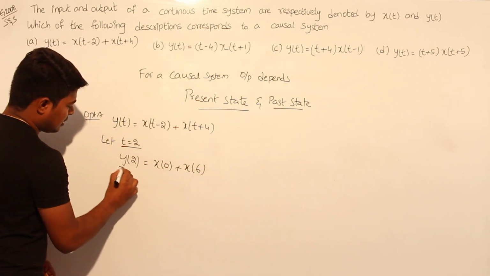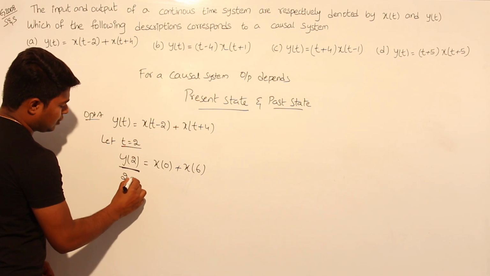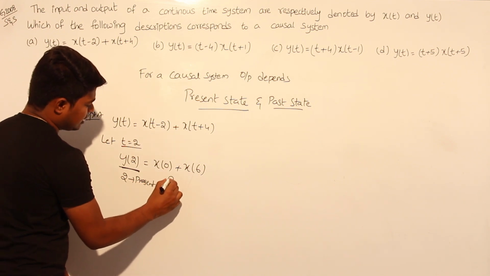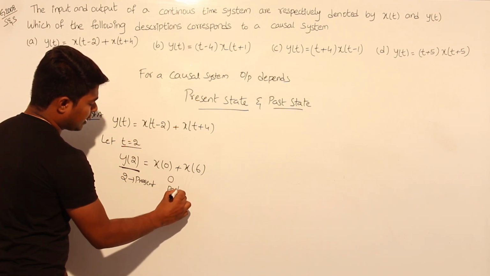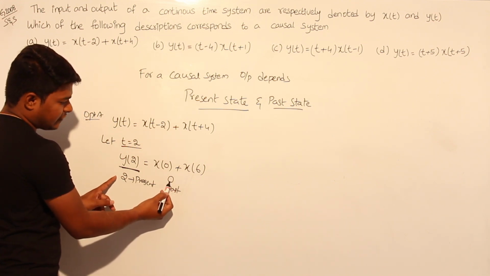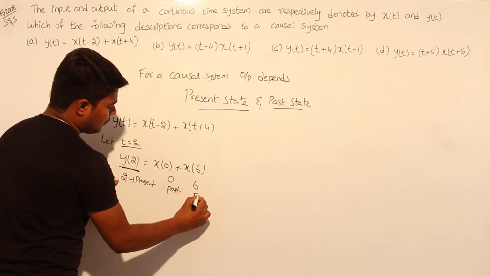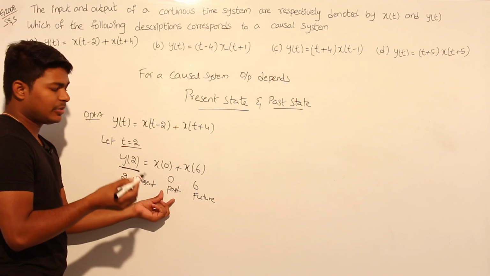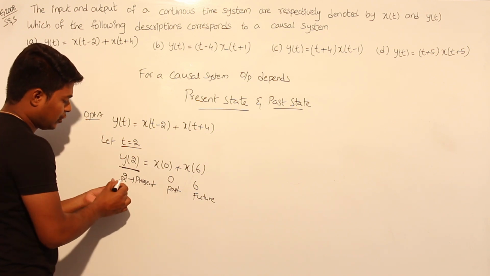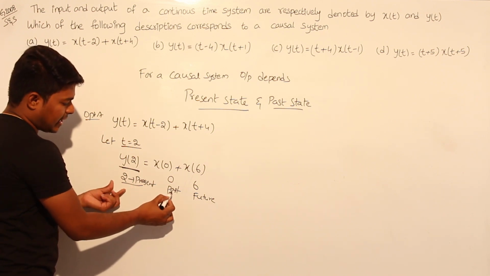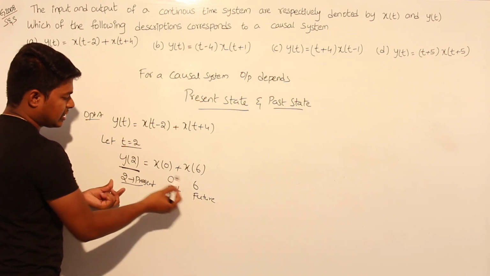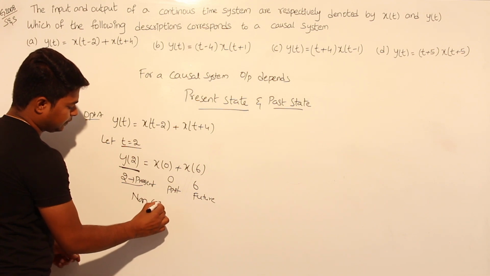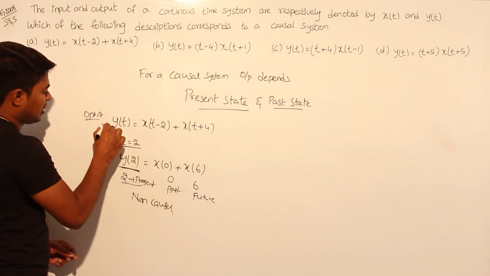If you observe here, 2 is the present state, 0 is the past state for 2, and 6 is the future state for 2. You should be able to easily differentiate this. So this is non-causal. Option A is wrong.